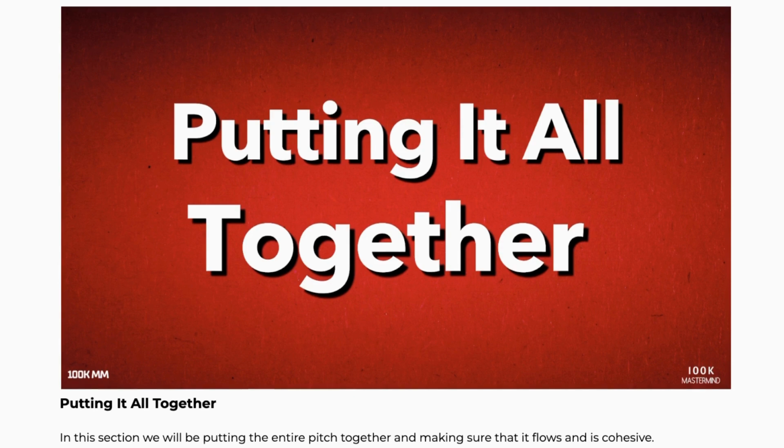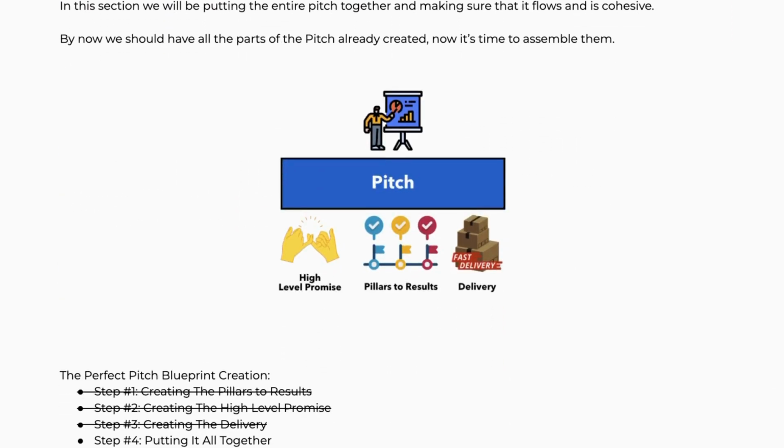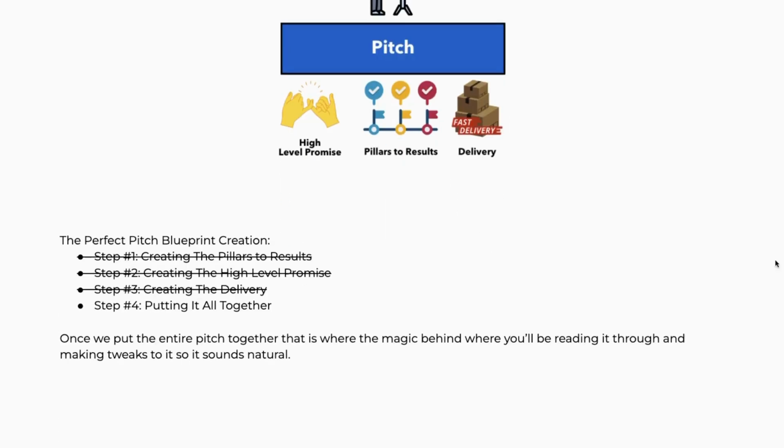Now you should have all the parts of your pitch ready to go, not assembled. We should have all of the pieces, and what we're now going to do is assemble them. Let's do a recap of what we've created. First, we worked on the pillar results. Then we worked on the high level promise. Then we worked on the delivery. Now we're in step 4, the final step, which is putting it all together.